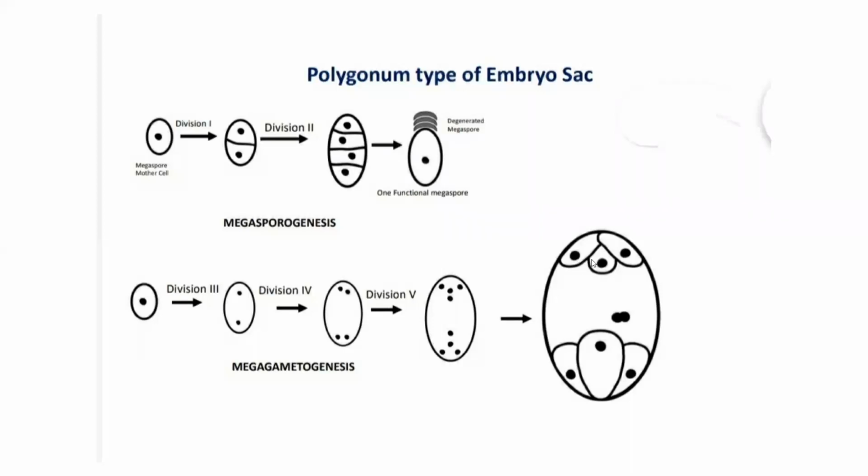So there are eight nuclei, but in cell formation, one, two, three, four, five, six, the two polar nuclei are treated as a single cell. That is how the 7-celled embryo sac is formed. That is the polygonum type. It was first discovered by Strasburger in which plant? Polygonum divaricatum.